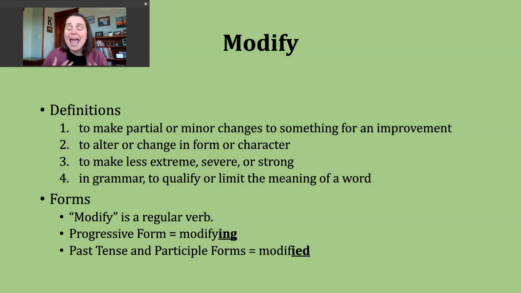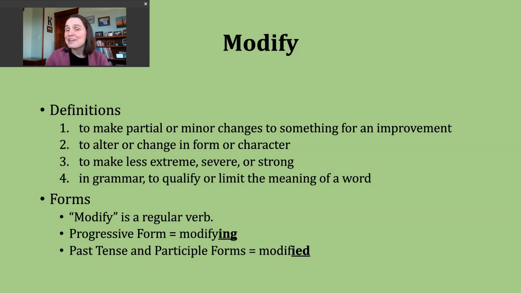You might be noticing as I say modified, right? I'm just adding a D sound to the end of the word. That is because modify ends with a vowel sound, and vowel sounds are always voiced. You'll also notice I'm not adding an extra syllable to the word as I'm saying it. So I'm not saying id, I'm just saying duh, modified.